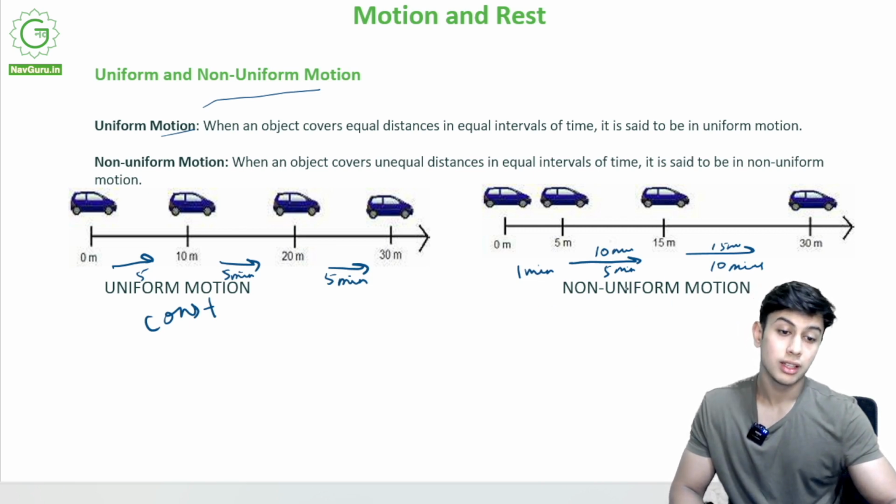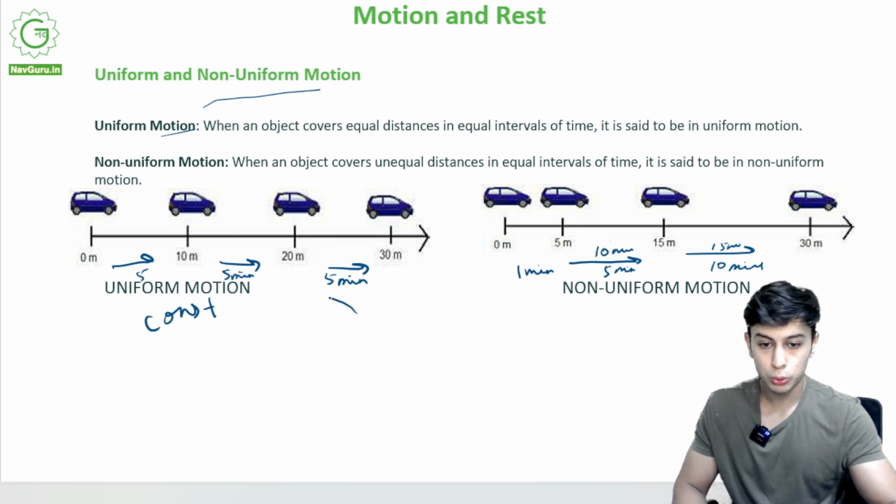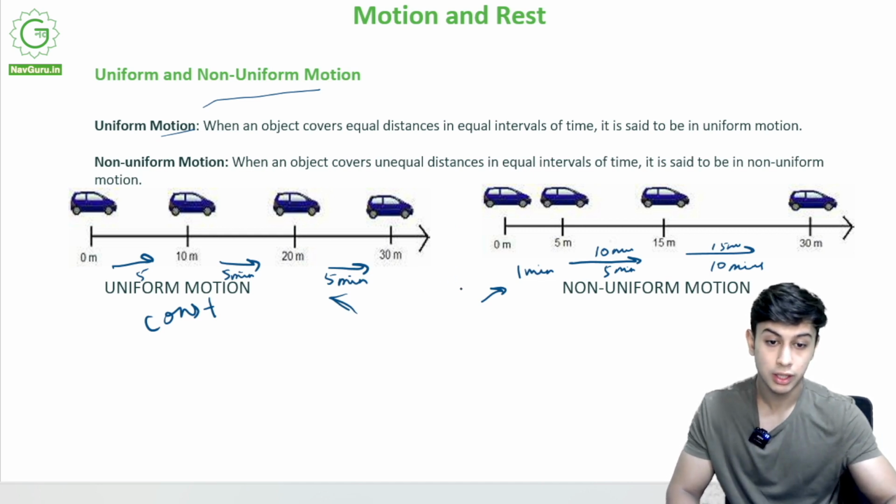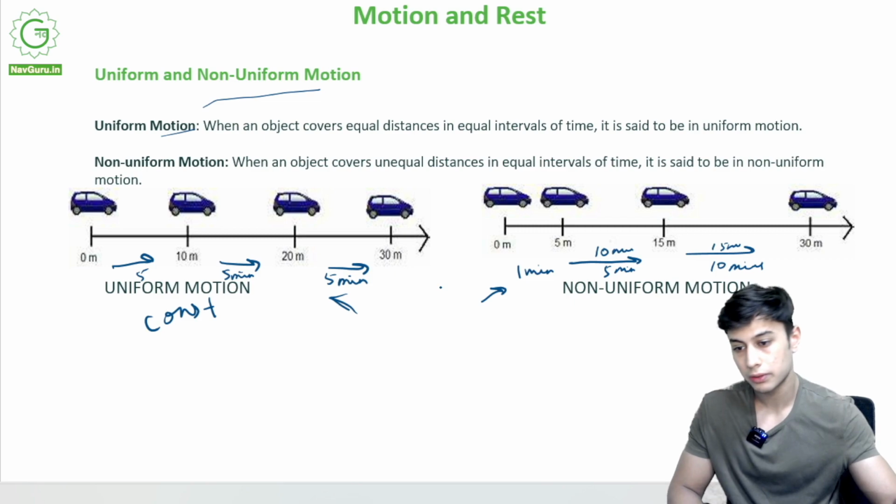These are two types of motions that happen around us every day. For some things maybe uniform motion is required, for some things maybe non-uniform motion is required. Both happen, you should know both.